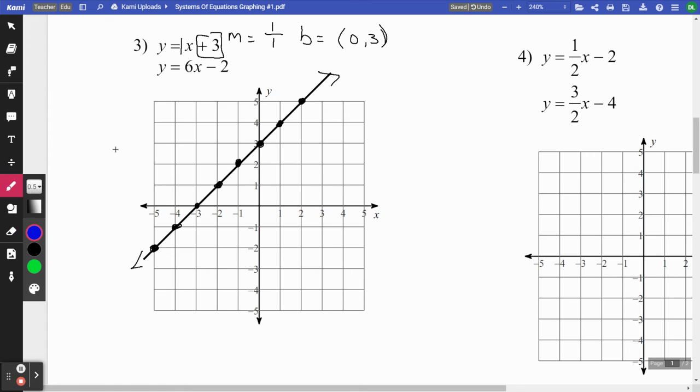My slope is 6/1, and my y-intercept is 0, -2. So I go to 0, -2, which is right there. And I'm going to go up 6, 1, 2, 3, 4, 5, 6, to the right 1, which will put it right there.